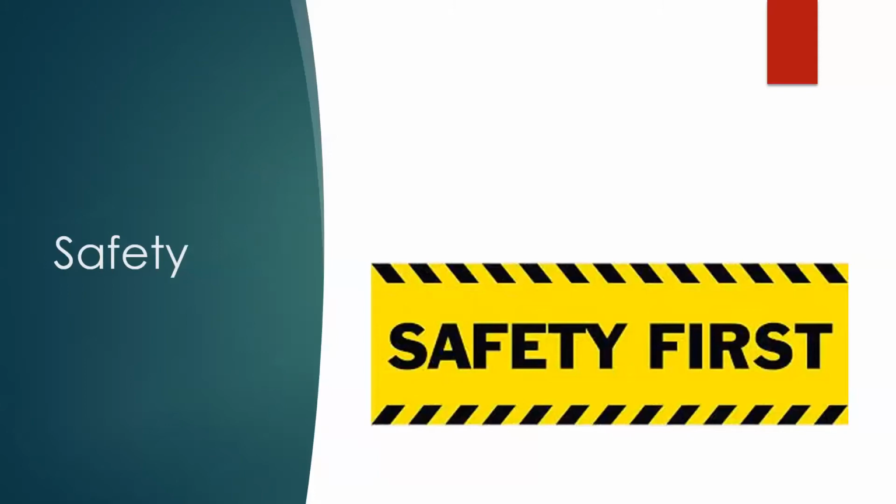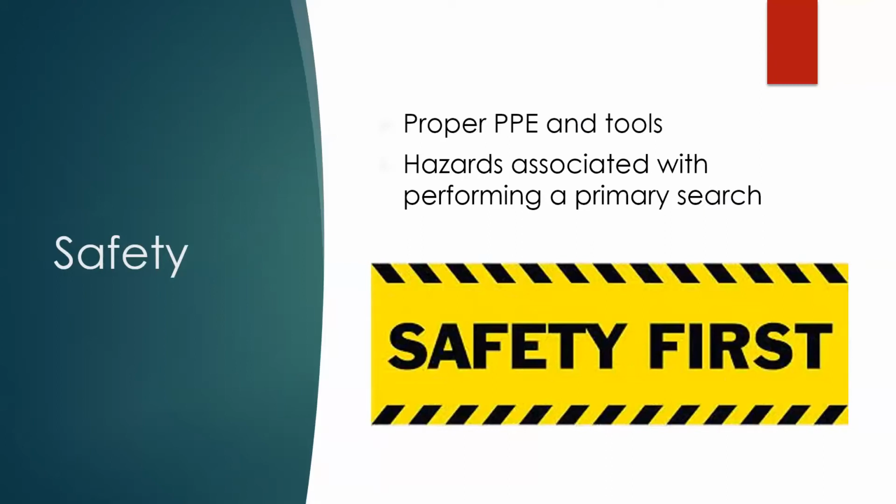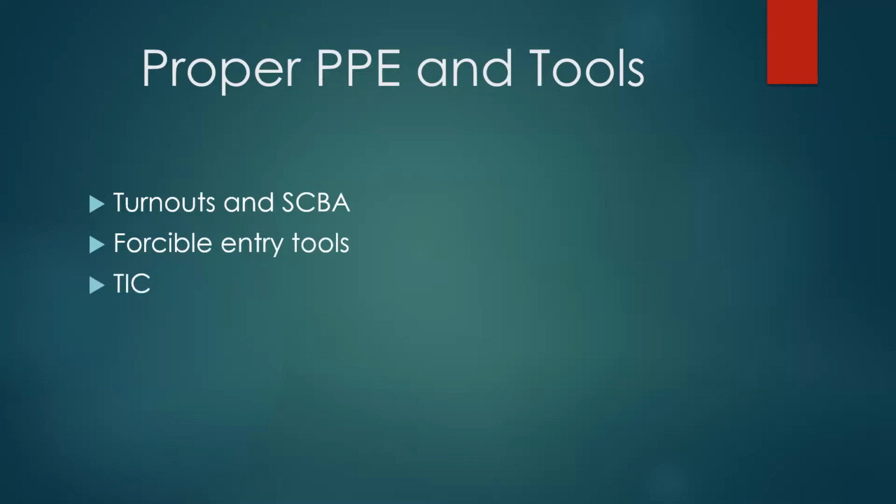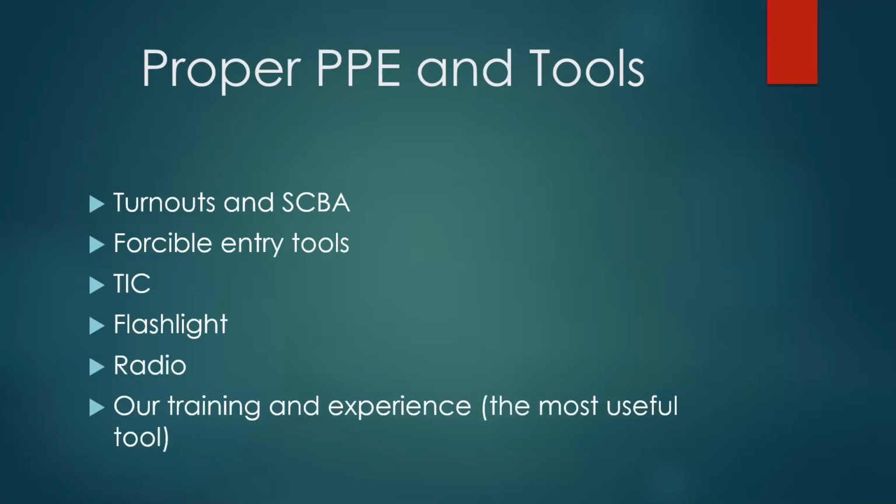As with everything, we're going to put safety first. There's a couple of things I like to address with safety on doing a primary search. The first one is proper PPE and tools, and the second is the hazards associated with going inside the structure. For our tools, we're going to need a full set of PPE and SCBA, making sure that we're wearing it all correctly. Forcible entry tools, a TIC, which is a thermal imaging camera, a flashlight, a handheld radio, and then the most useful tool, in my opinion, is our training and our experience.